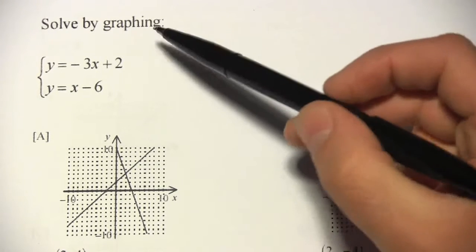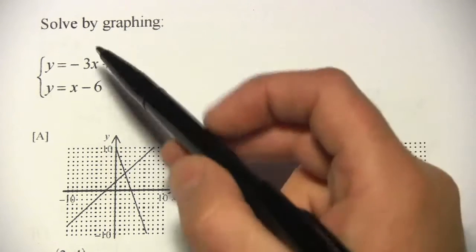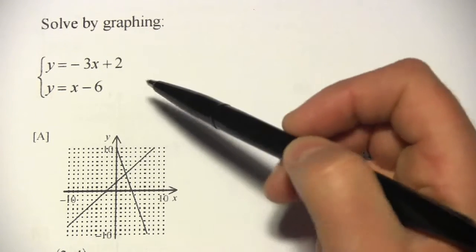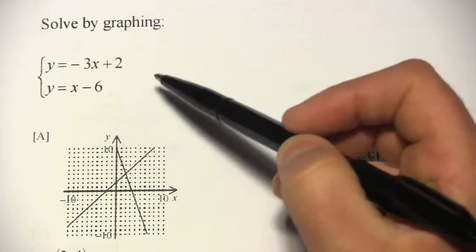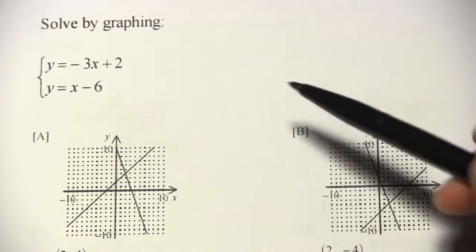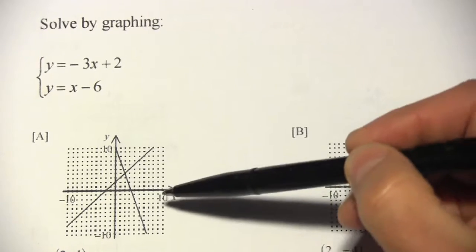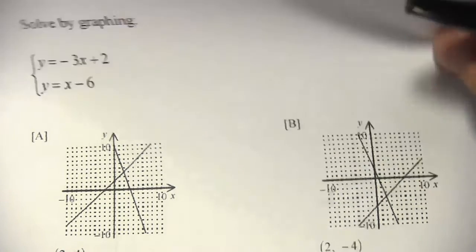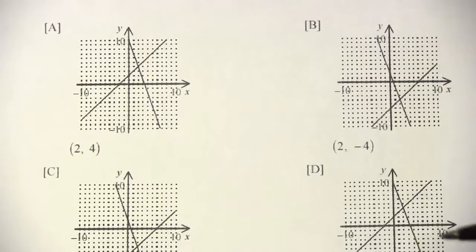What do they mean when they say solve by graphing? Well, in the situation where the two equations are both lines, that is, they have an x and a y to the first power and maybe some other numbers, what you get is a graph where the lines, if they cross, that is going to be the solution to the system of equations.